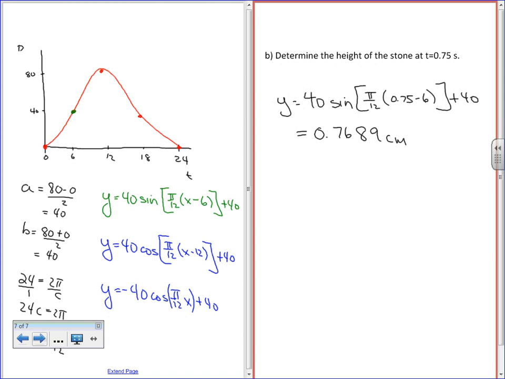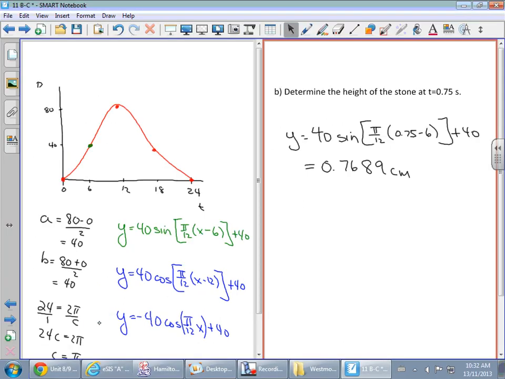If you've done it correctly, it should be 0.7689 centimeters above the ground, which makes sense on my graph, because it's barely gone a second, so it's barely off the ground, so it's about here somewhere. Any questions on this? Okay, so I'm just going to stop this.